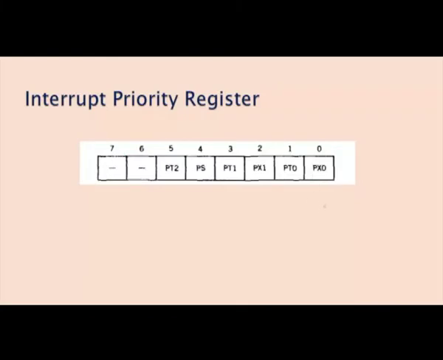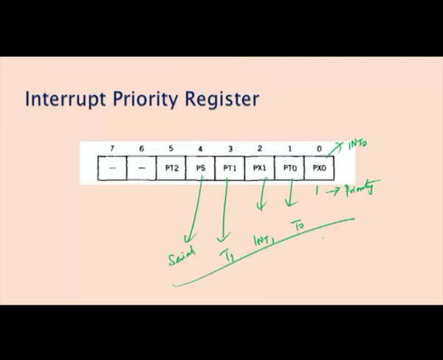So we have to put 1 for all the interrupts. So if it is 1 means the priority is assigned, otherwise no priority. Okay. So all the bit positions are 1. So the first one is for INT0, this is for timer 0, this is for INT1, this is for timer 1, this is for serial. If the bit position is 1 means the corresponding interrupt is assigned with the priority, otherwise no priority.